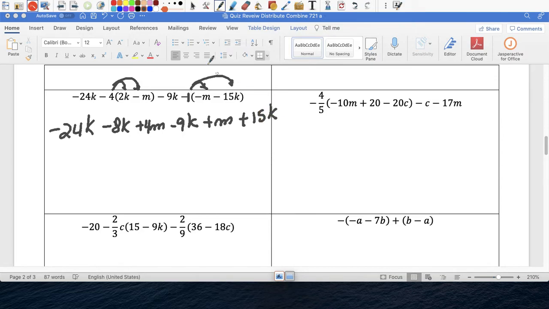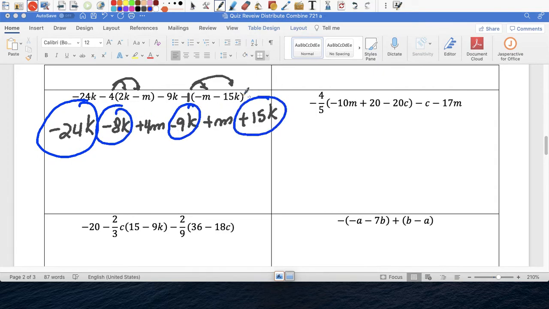Can I combine anything? Yeah, there's a k here, another k here, another k here, another k. All the k's will be combined together, and all the m's together. So let's do the m's because that's easy, right? 4m plus m is just 5m, positive. And if we do the k's, negative 24, negative 8 is negative 32. Negative 32 and negative 9 is negative 41. And negative 41 plus 15, negative 26. Okay.